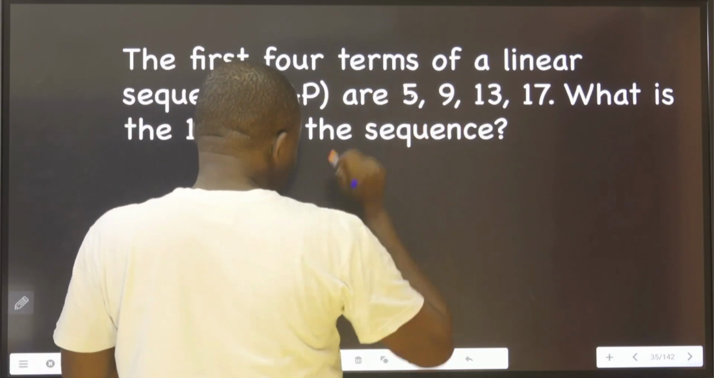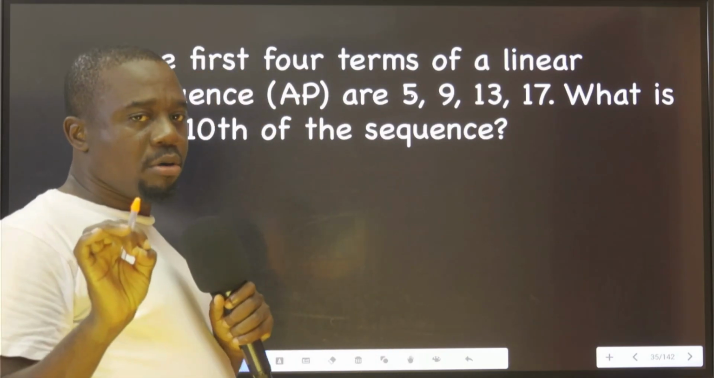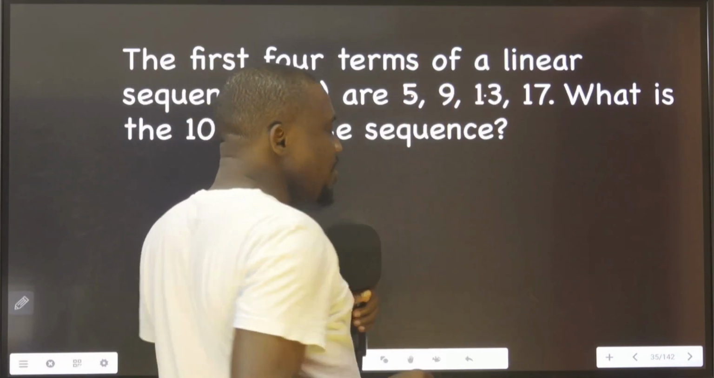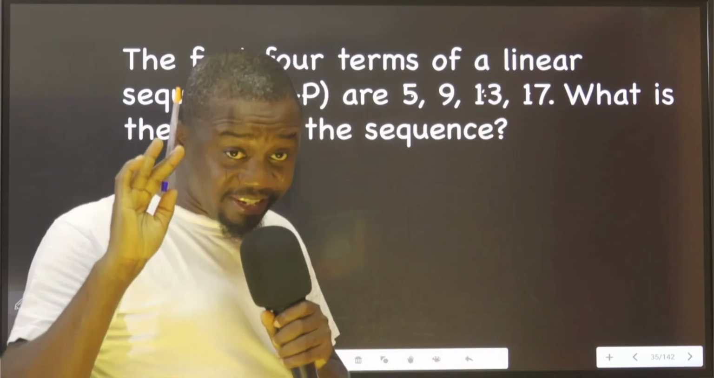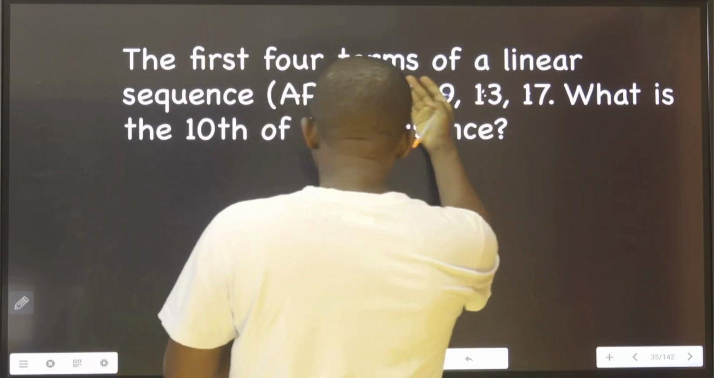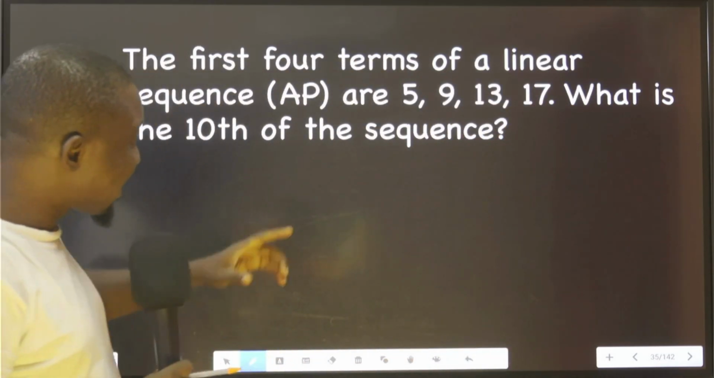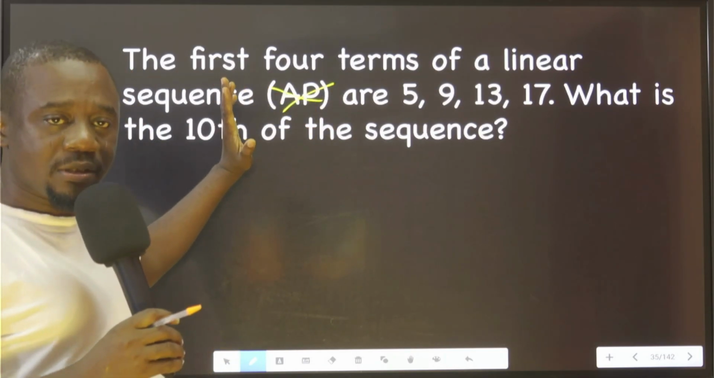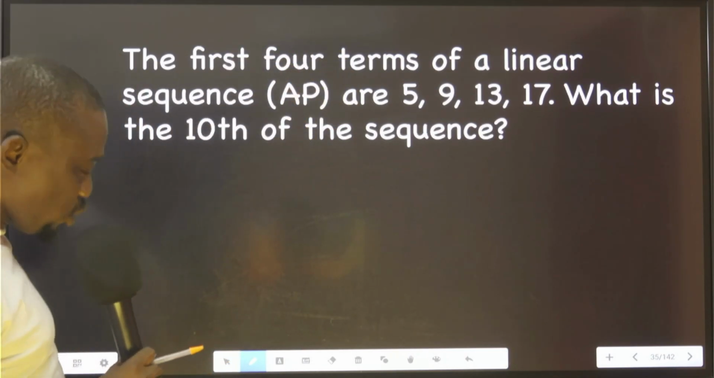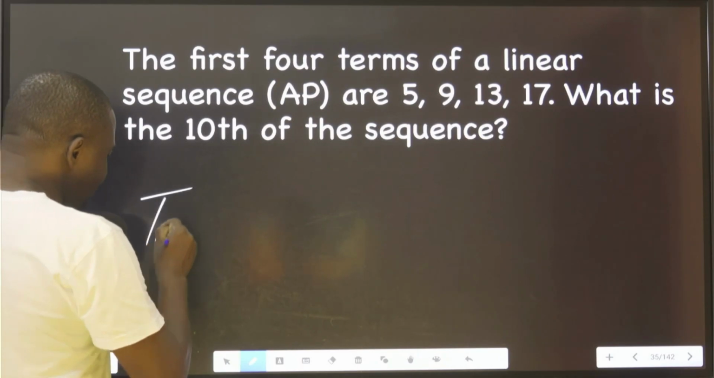9 minus this will give us what? 4. 13 minus this will give us what? 4. This minus this will give us 4. So there is a common difference. Therefore, we can boldly say that this is an AP, because sometimes you might not be given this. Now that we know it's truly an AP, we can bring out this formula.